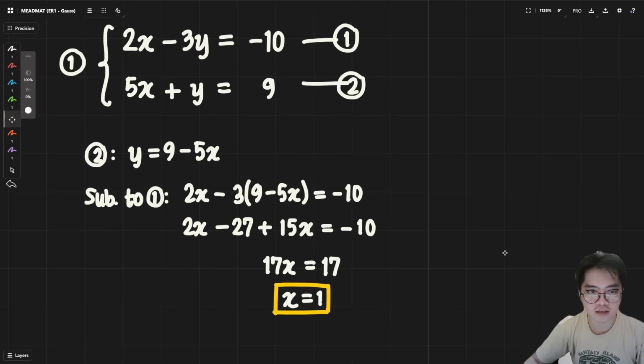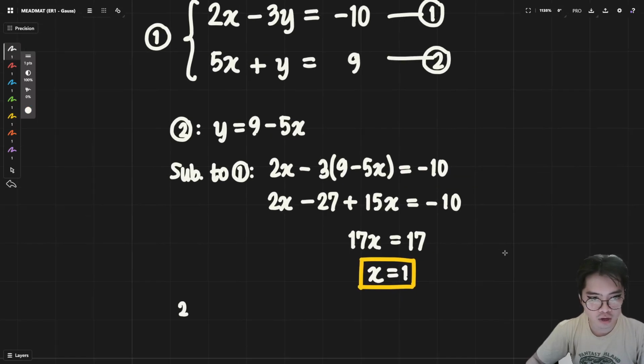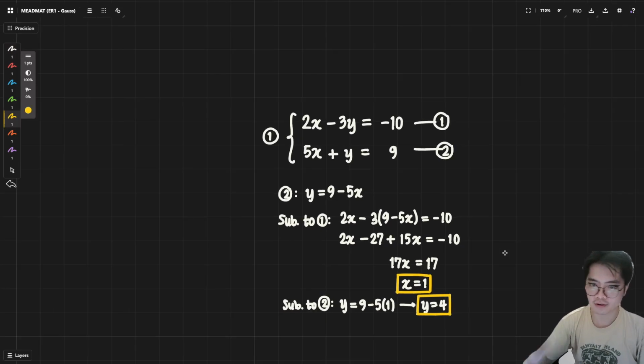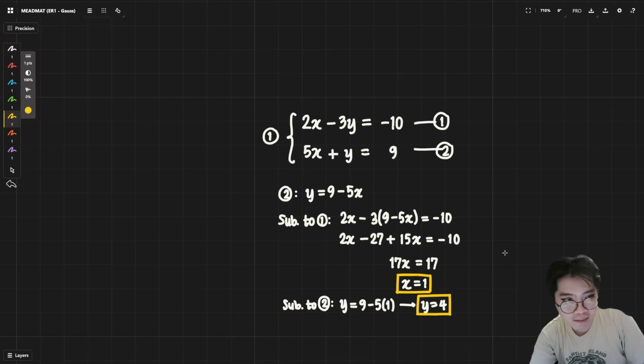Now that you know that, you can substitute it back to equation 2, wherein your y is now equal to 9 minus 5 times 1. Now your y is equal to 4. And so this is what you'll expect the answer to be. However, what if I told you that there may be a possible easier way out? Of course, the easier way out is to just use your calculator.